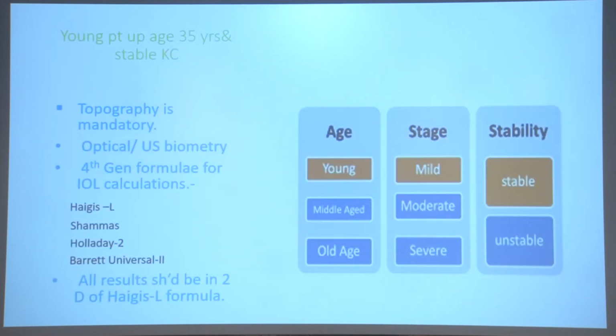So let's talk about a young patient about 35 years of age with a stable keratoconus. Of course, you are going to go ahead and do a topography and always use an optical biometry. In fact, I'm not going to go into this discussion of optical versus ultrasound biometry ever in this talk. And the formulas which you would want to prefer are the Haigis-L, the Shammas, the Holladay 2, and the Barrett Universal 2. Well, like Dr. Somil mentioned, Barrett Universal 2 is the magic rabbit out of the hat. All the results should be within 2 diopters of the Haigis-L formula, and this I'm talking about a young patient with a very mild and stable keratoconus.